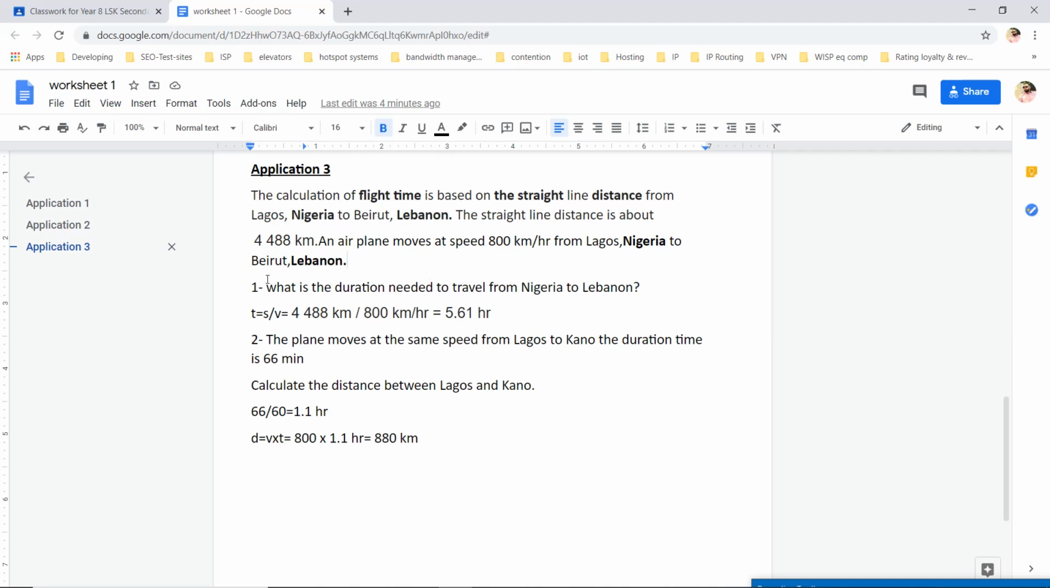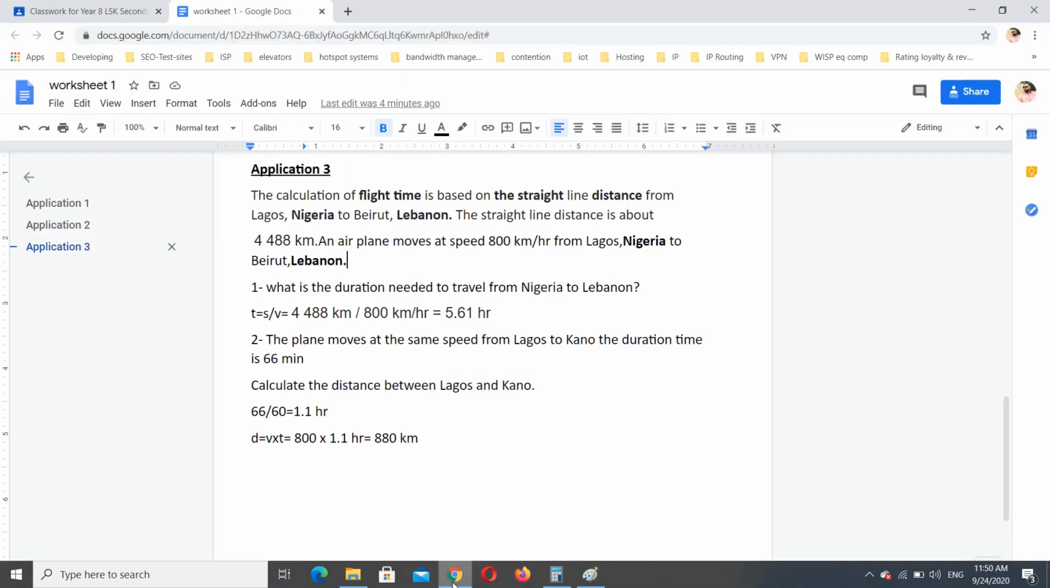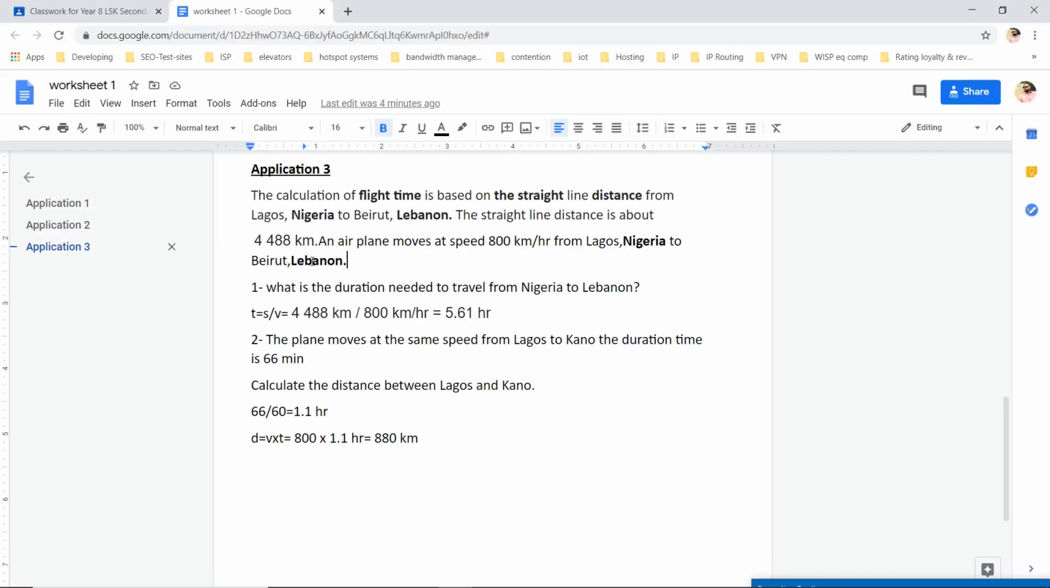So the first question: what is the duration needed to travel from Nigeria to Lebanon? The duration, but I don't have two instants. So I must use t is equal to s divided by v, as I explained before. What is t? I covered t. T is equal to s divided by v. What is s? The distance. What is v? V the speed. So what is the distance? What is the speed here? The distance is 4,400 kilometer.